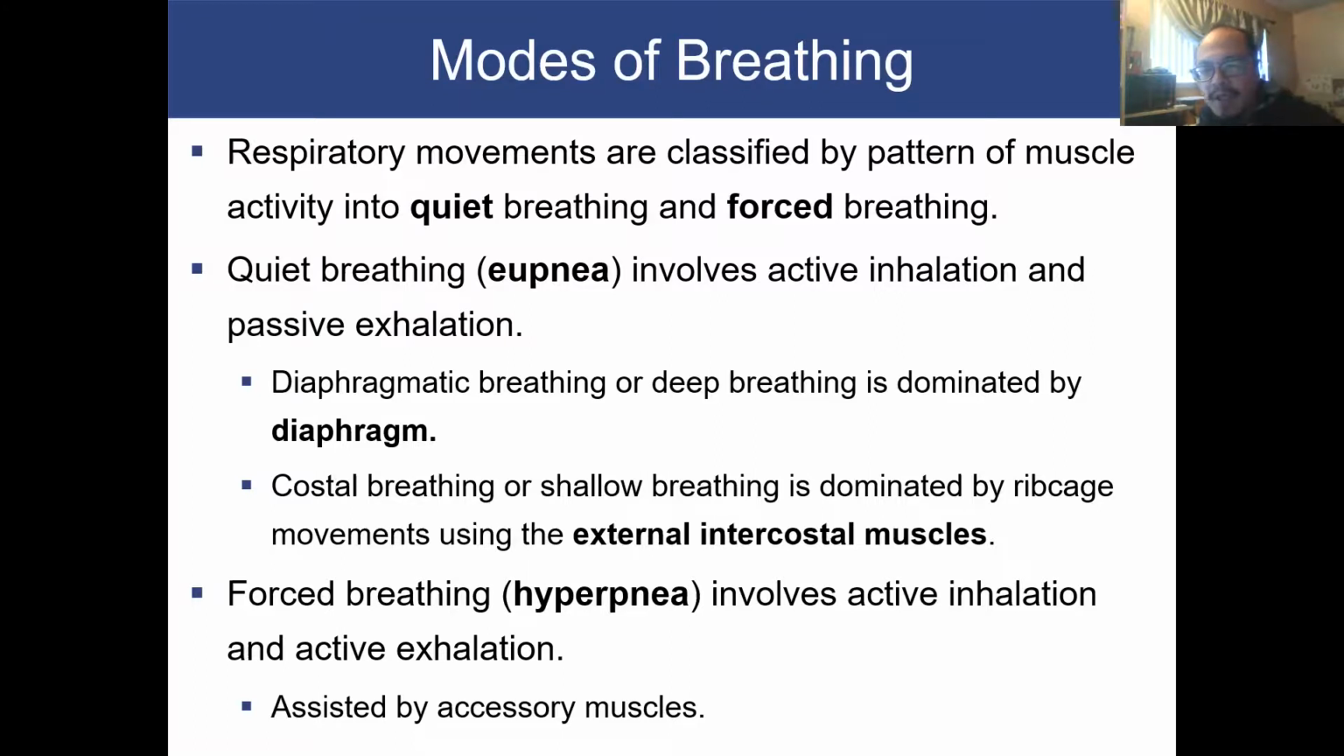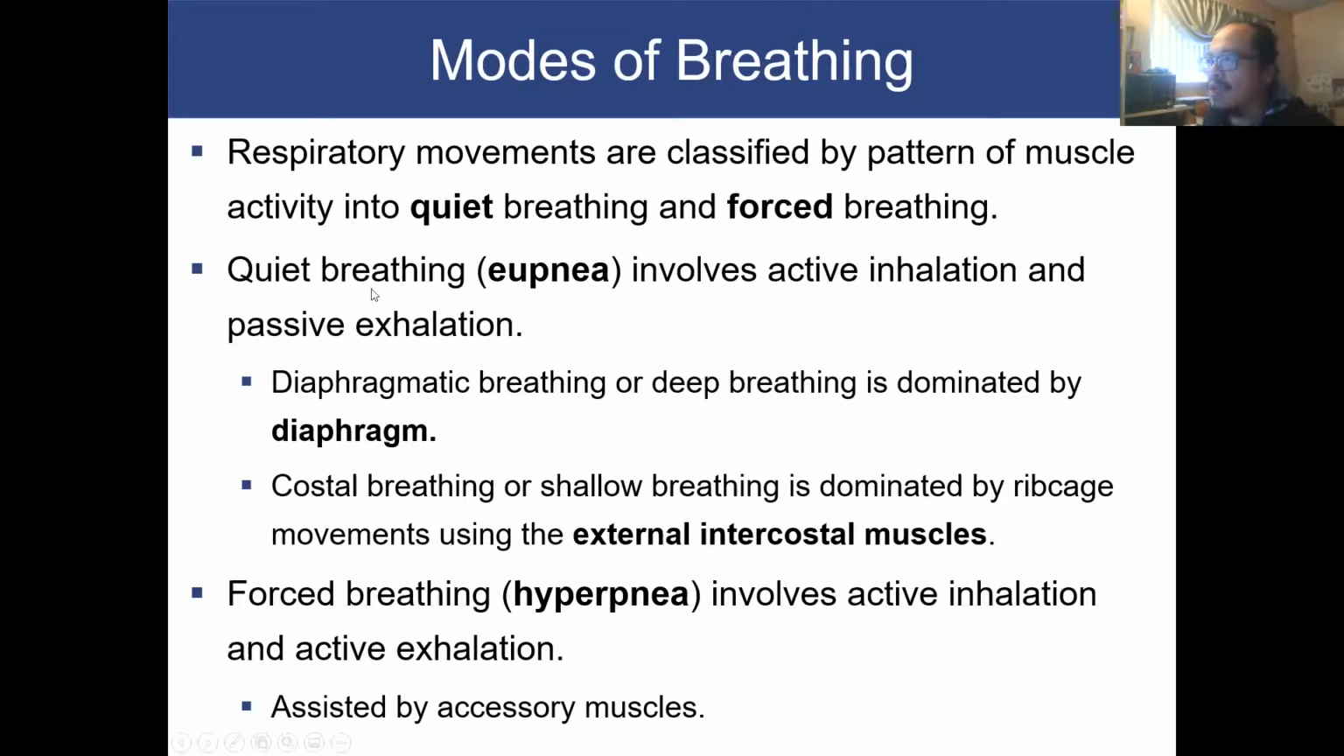Breathing can be viewed as different modes. Generally, there are two major modes. One is called quiet breath, or normal breath. The other is called forced breath, or heavy breath, though it depends on the literature. Basically, these two. And the more important question is how do we distinguish these two?